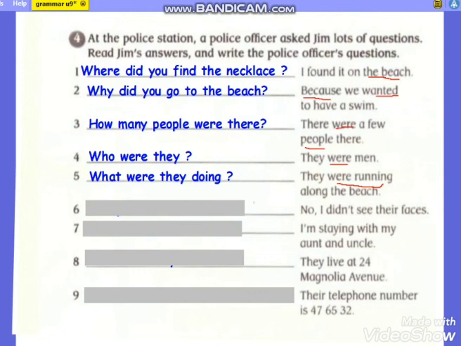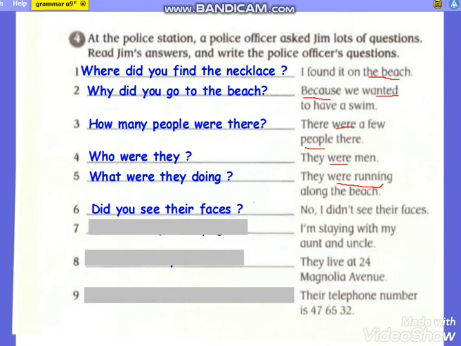Number 6. No, I didn't see their faces. It's a yes or no question. And we have didn't. So you have to start with, did you see their faces? Question mark. I am staying with my aunt and uncle. So he must ask about the place. Okay, so the question is, where are you staying?